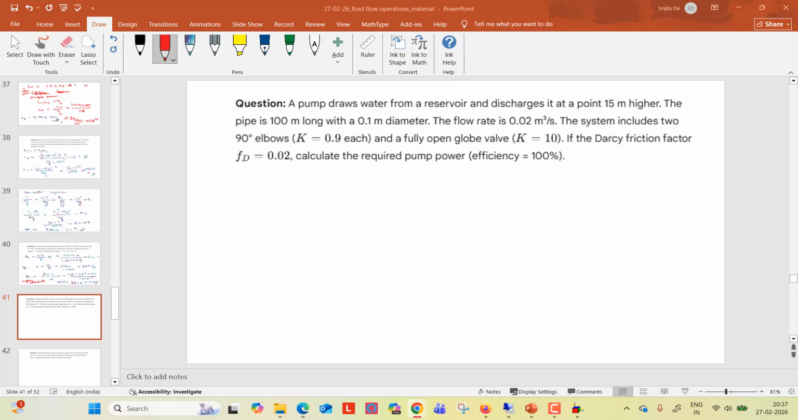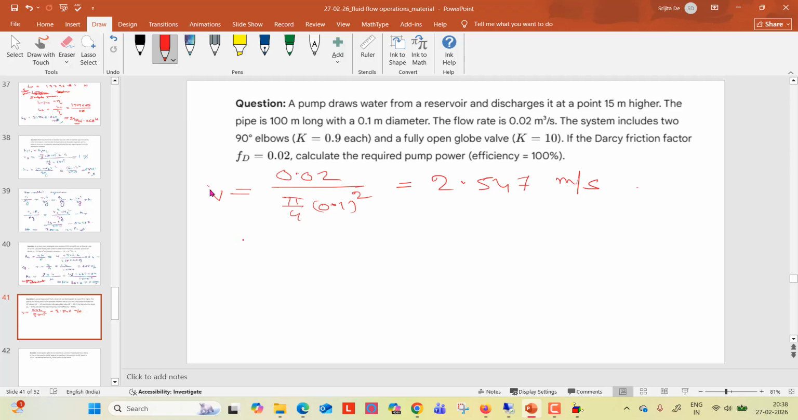First we will calculate the average velocity. So average velocity is defined by 0.02 divided by pi by 4 times 0.1 square, which is equal to 2.547 meter per second.